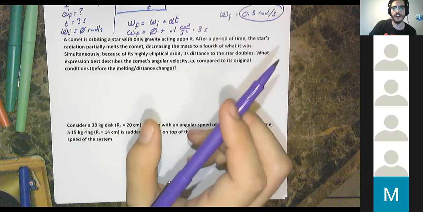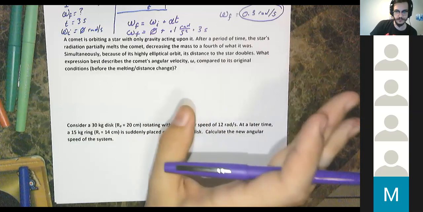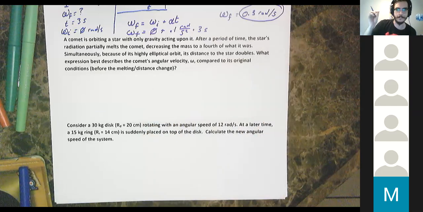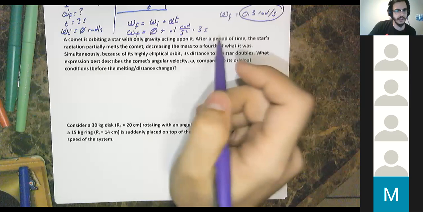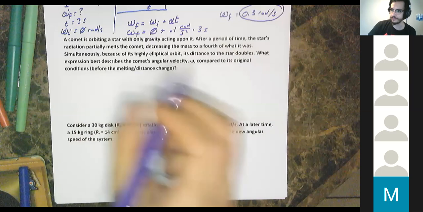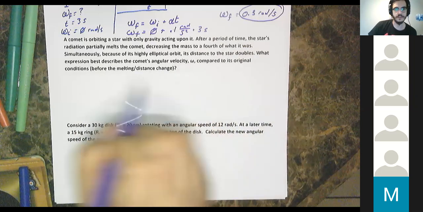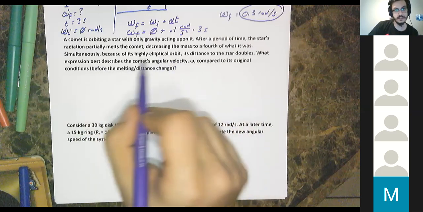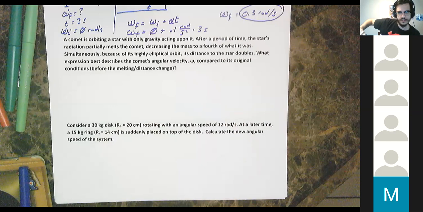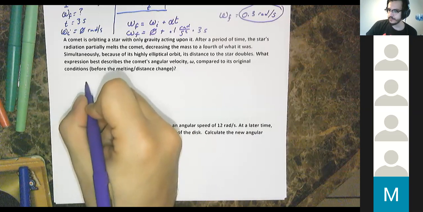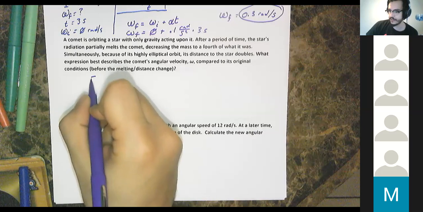So when you see a comet's tail, that only happens when it's near the sun. And that happens as a result of it losing mass. So it's not uncommon for radiation to partially melt a comet, decreasing its mass. The mass goes down to 1/4. But simultaneously, its highly elliptical orbit is causing its distance to the star to double. So this is a comet that's on the way out. So we have two changes that affect the moment of inertia.